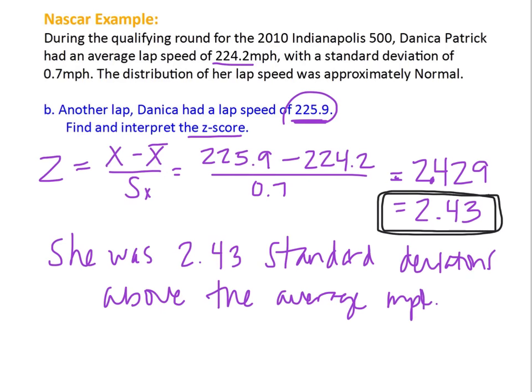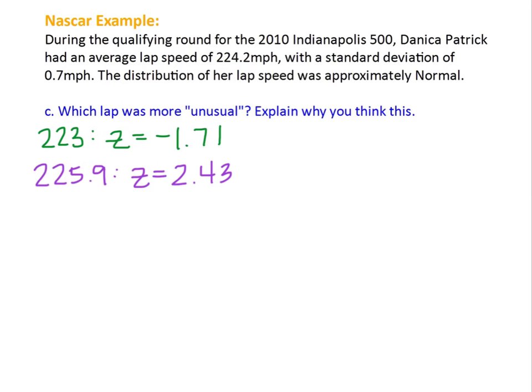mile per hour. Sorry, this is my finger on an iPad, so my handwriting is a little bit poor. She was 2.43 standard deviations above the average mile per hour. So that is how we interpret z-scores. It was a positive number, meaning she's above the average.